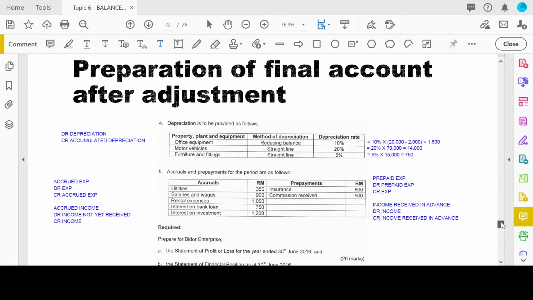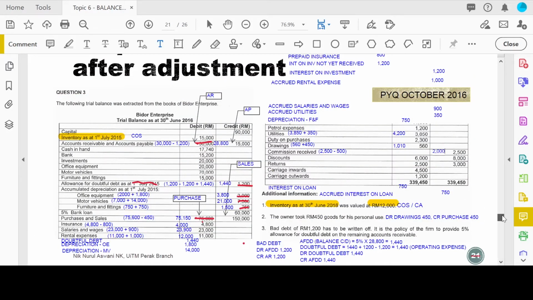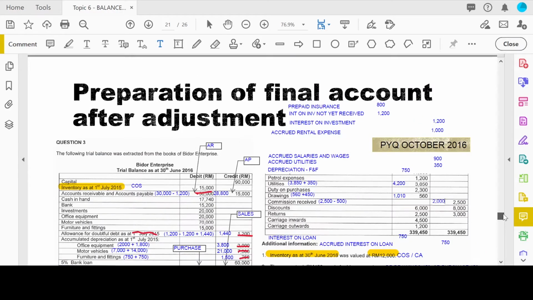Next. That's it? No, not yet. I have recorded a decrease in commission received due to prepayments. But I still have to record also commission received in advance.